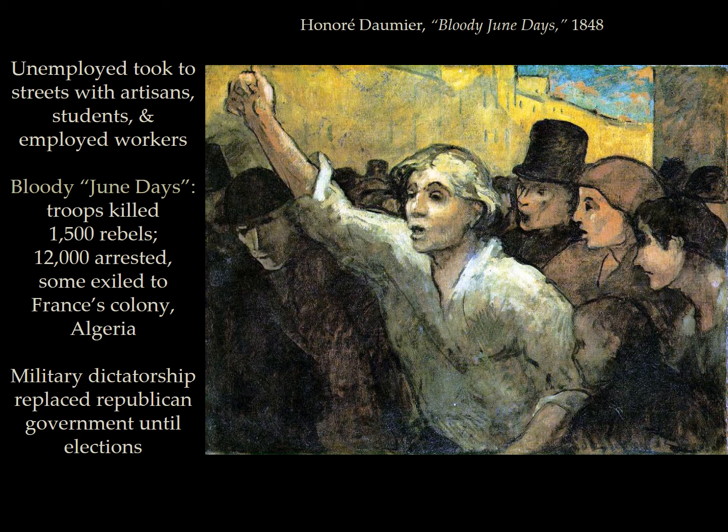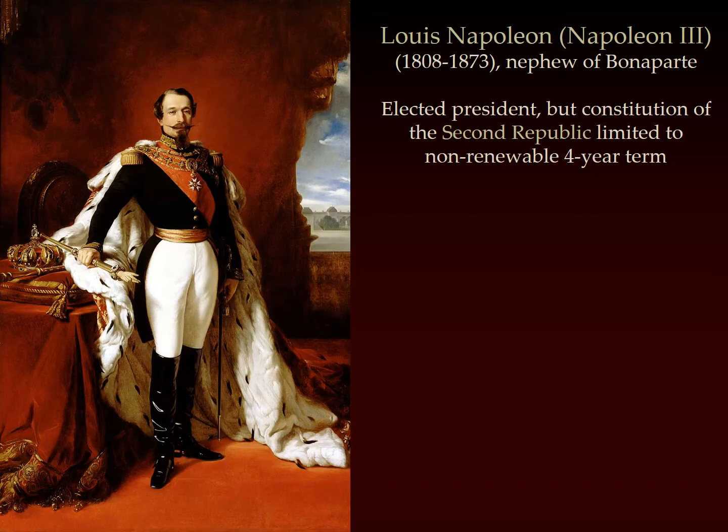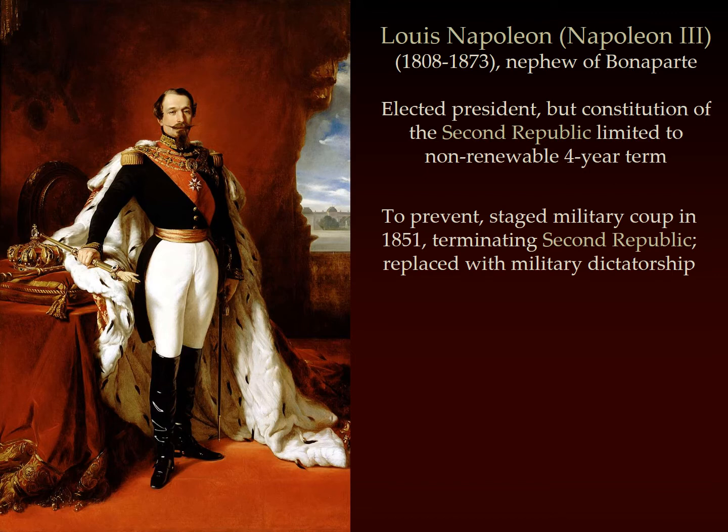Troops would be called, and they would kill 1,500 rebels and arrest 12,000 more. Some of these would be exiled to France's colony in Algeria. In its place, a military dictatorship was set in place of the Republican government until official elections could be held. Louis Napoleon, the nephew of Napoleon Bonaparte, would be elected and would eventually become known as Napoleon III. He was elected president, but the Constitution of the Second Republic limited him to a non-renewable 4-year term. To prevent this, he staged a military coup in 1851, much like his uncle, thus terminating the Second Republic, replacing it, not surprisingly, with a military dictatorship.